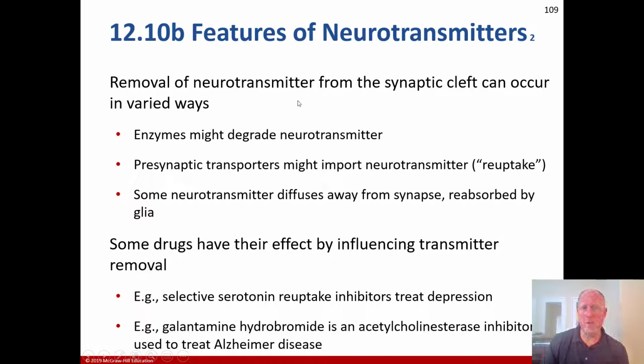The removal of the neurotransmitter from the synaptic cleft can occur in varied ways. Getting rid of that neurotransmitter in the synaptic cleft can occur either by enzymes degrading the neurotransmitter, or presynaptic transporters might import the neurotransmitter, a reuptake, and then some neurotransmitter diffuses away from the synapse and is reabsorbed by glia, by the glial cells. Some drugs have their effect by influencing transmitter removal. That's how they get their effect. Selective serotonin reuptake inhibitors treat depression in this way, and galantamine hydrobromide is an acetylcholinesterase inhibitor that's used to treat Alzheimer's as well.